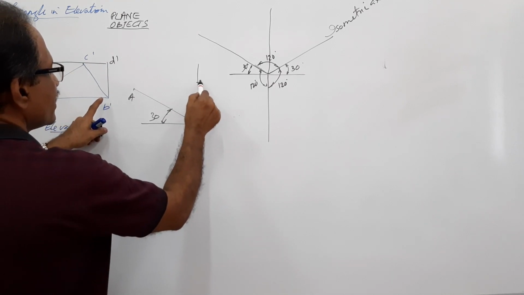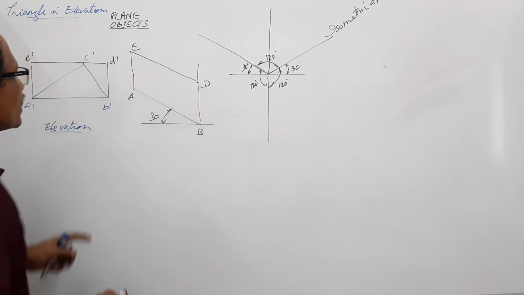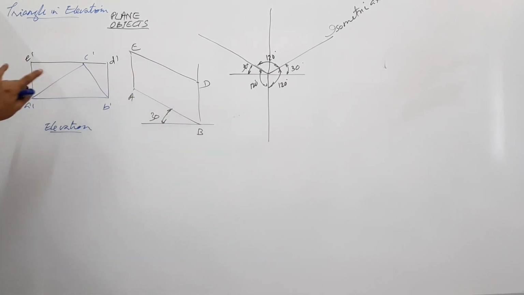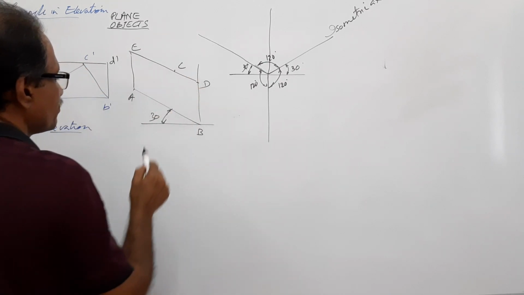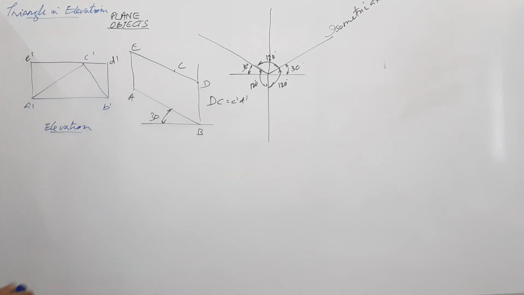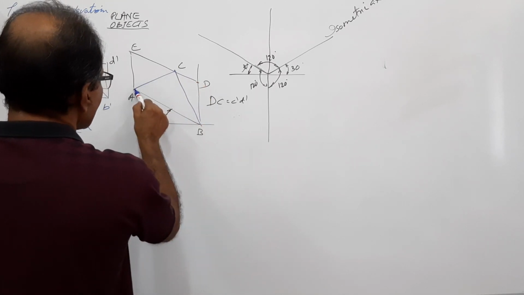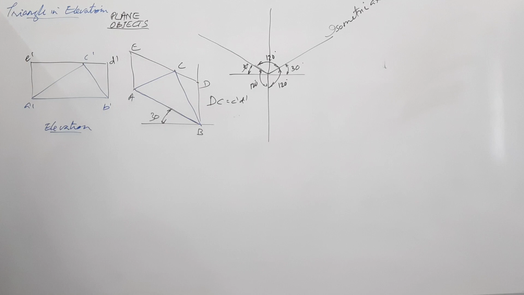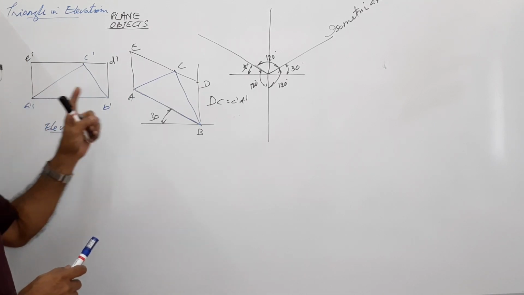B, D, E. What is ABDE? ABDE is the isomorphy of this rectangle A dash, B dash, D dash, E dash. This D is equal to this D. This D dash, E dash is equal to this D. Where is C? Measure this distance and mark C. DC equals C dash, D dash. I hope you understand. Connect them. Connect A to C, C to B, A to B. What is ABC? ABC is the isomorphy of this triangle seen in elevation.